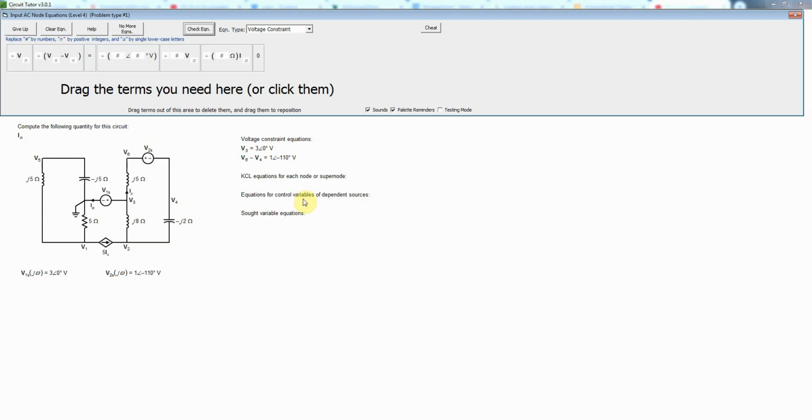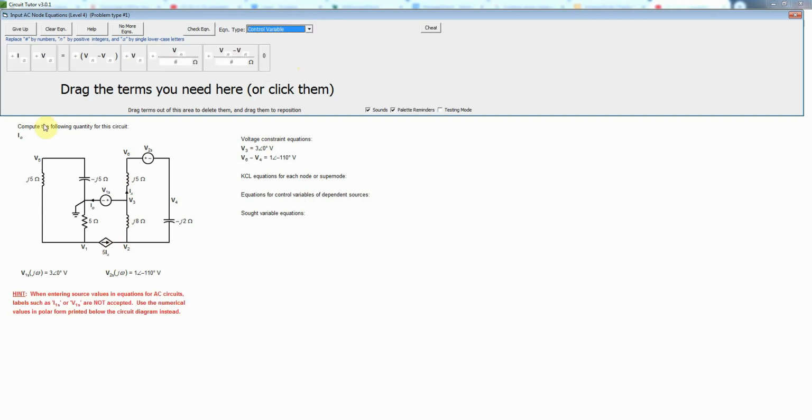Now, since this has a dependent source, it's actually a current-controlled current source. In other words, it's a current source whose value depends on the value of a current elsewhere in the circuit, namely this IX current up here going up through the inductor. So let's do the control variable for that dependent source, because that's something we need to do anytime a dependent source is present. So we'll enter a control variable equation, and in this case our control variable is Ix, so that's what we have to write the equation for.